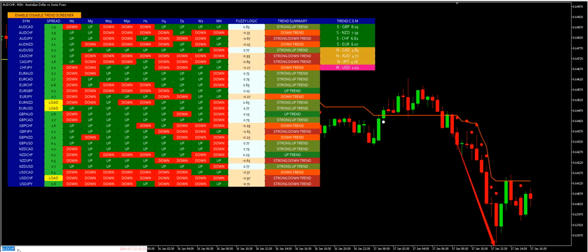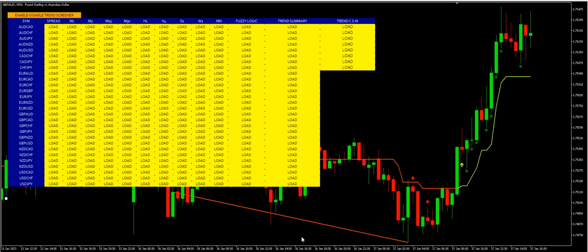Similarly, going long with GBP-AUD and GBP-CAD pairs, as the quote currency is weaker by trend strength. This is only done in conjunction with bullish confirmation signals like green arrows or green dots.